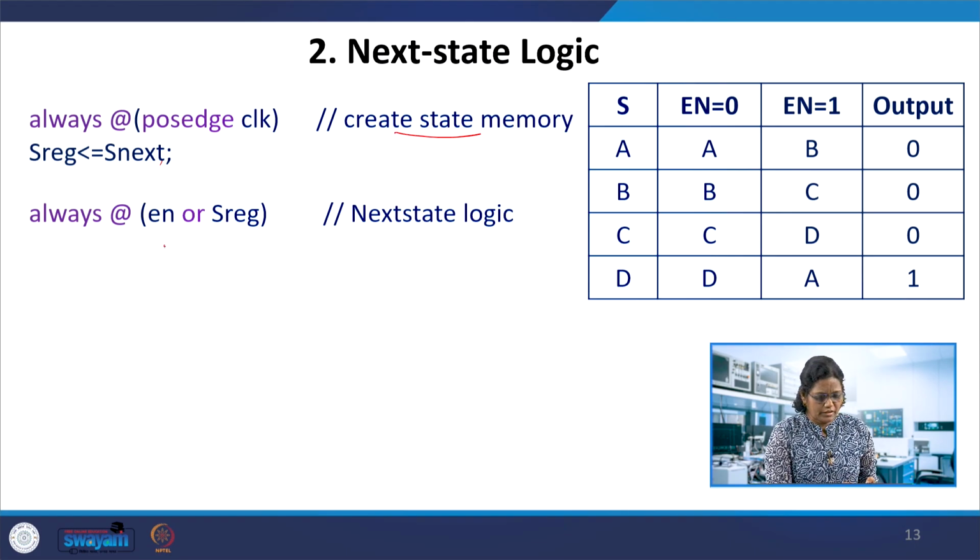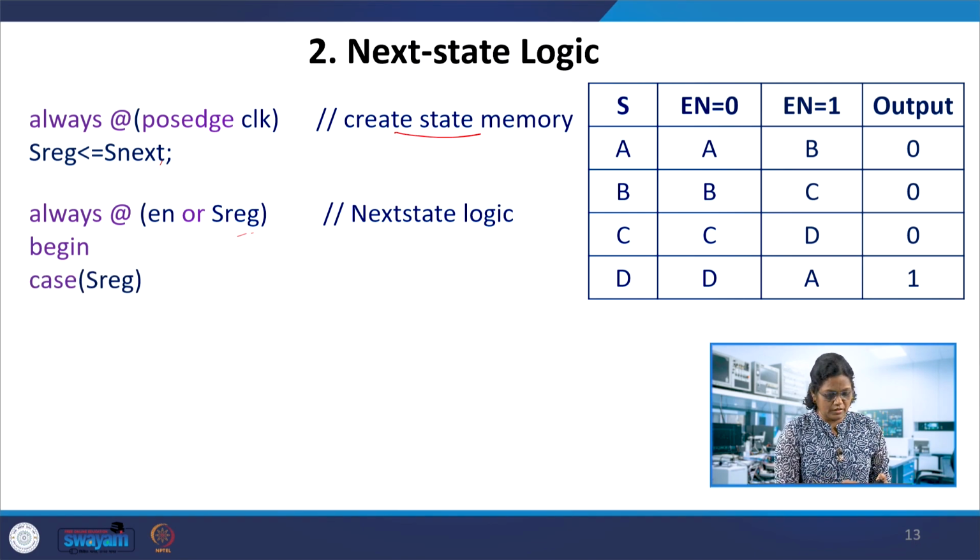Then, always at, we make the next state logic. In the next state logic, always at enable or sreg. If you just recall the block diagram again, the inputs are x and sreg, which is the current state feedback that gets into the next state logic. So, always at enable or sreg, the two inputs are in the sensitivity list. Enable or sreg, what is the code that needs to be written.